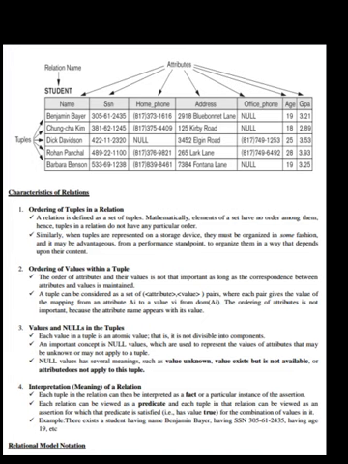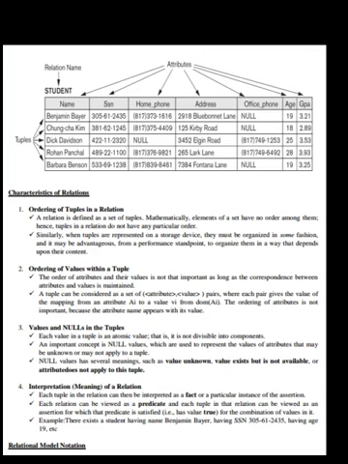Ordering of values within a tuple. The order of the attributes and their values is not that important as long as the correspondence between attributes and values is maintained. A tuple can be considered as a set of attribute value pairs, where each pair gives the value of the mapping from an attribute Ai to a value vi from dom(Ai). The ordering of the attributes is not important because the attribute's name appears with its value.